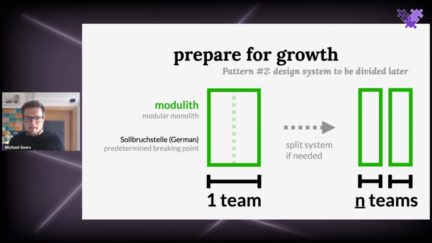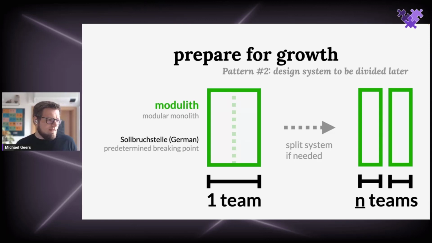And the second pattern is a little bit of an extension, or a softer version of the thing I talked about before. You start with a one-to-one relationship again, so one team building one system, but the system may be built in a way so that it's easy to take it apart later. So this team builds a modular monolith, for example, or the word modulith came up in the last years.